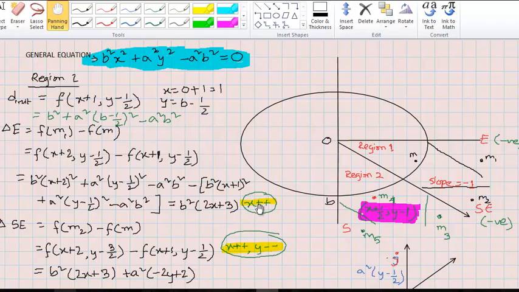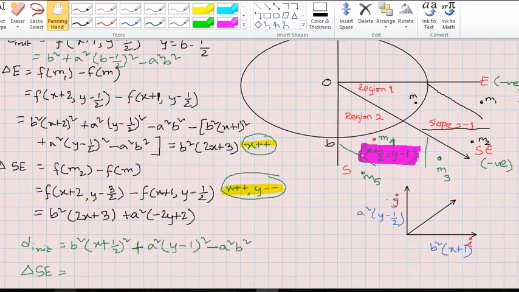Alright, so in the east region, of course, only the x coordinate will increase, and for the southeast region, the x coordinate increases and the y coordinate decreases. East is taken as the negative region, and southeast is taken as the positive region.